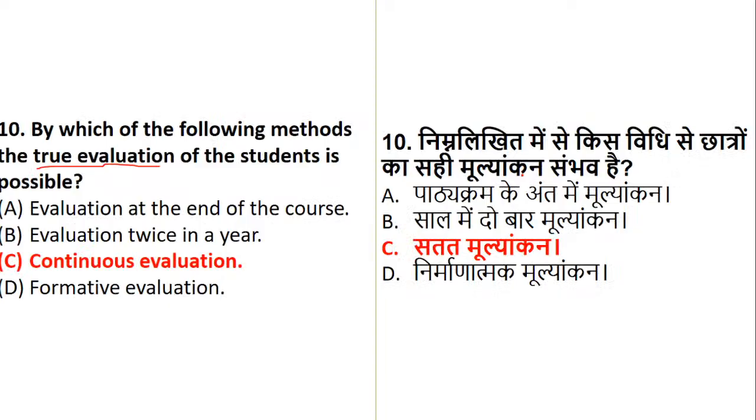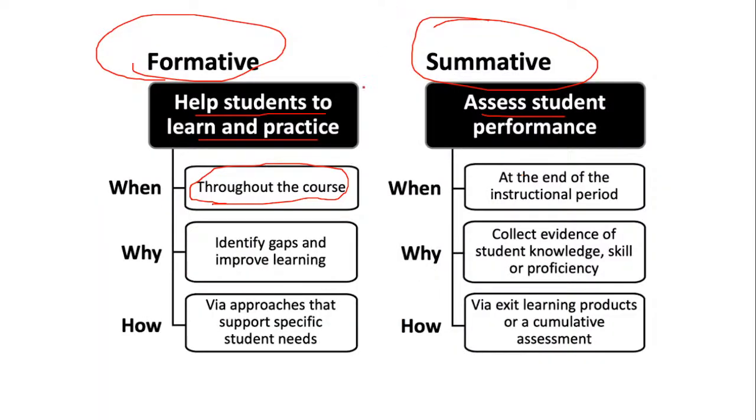Is it clear? Even formative evaluation helps to identify the gap and improve learning. So the words "improve learning" could be part of the question when it comes to formative evaluation. Collective evidence of students' total knowledge, skills and proficiency gives you what? Summative evaluation. It is the approach that supports the specific needs of the students, and here it is just the exit learning product or cumulative assessment, that is the method of assessment.